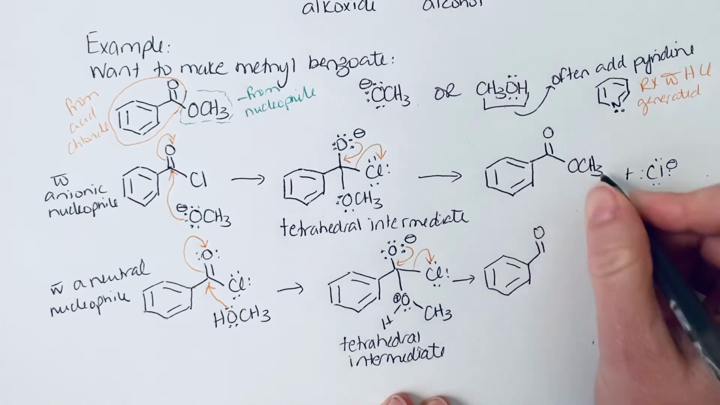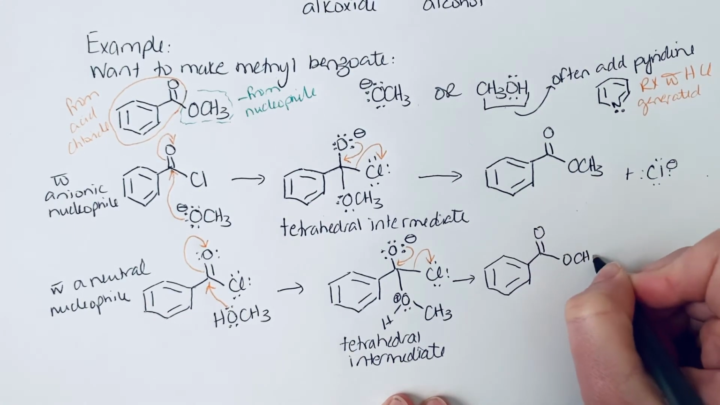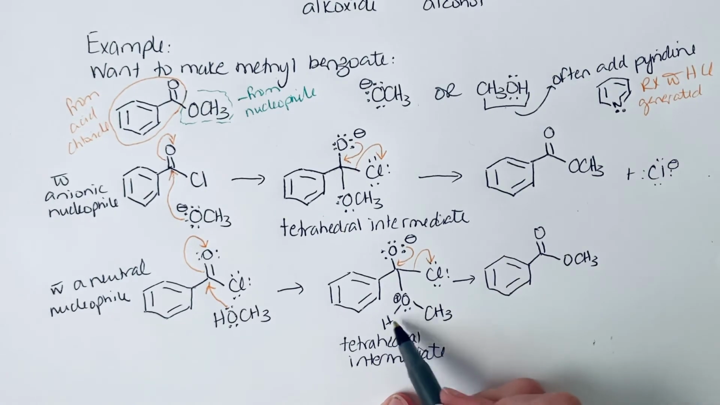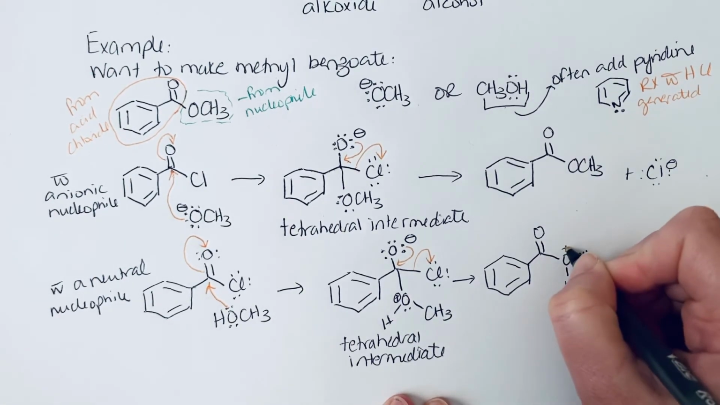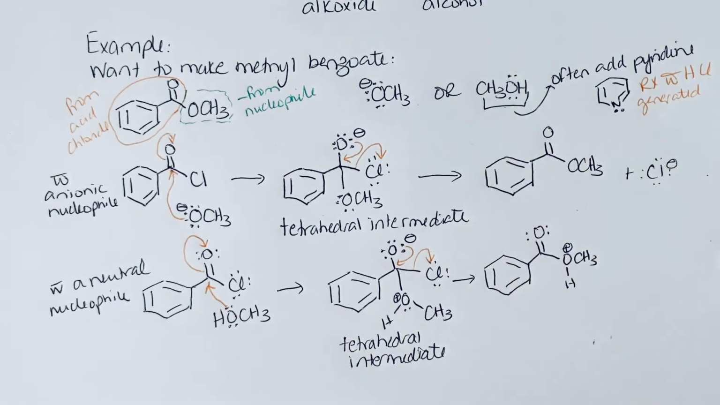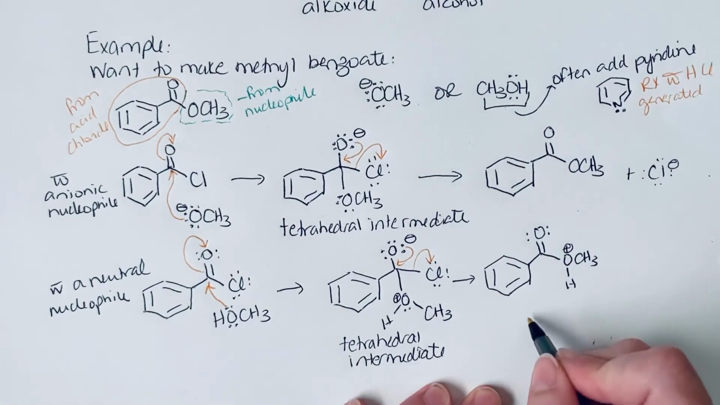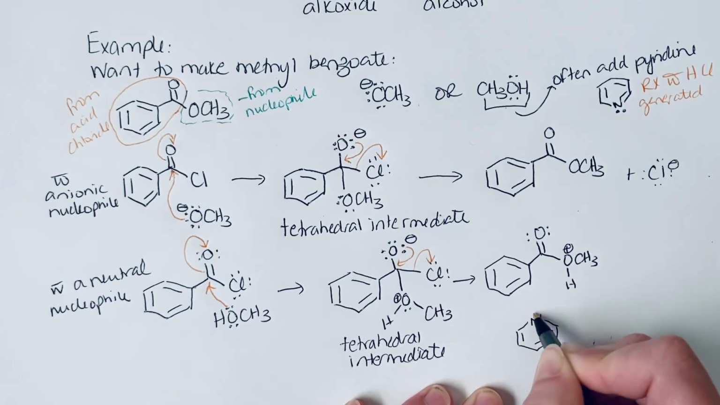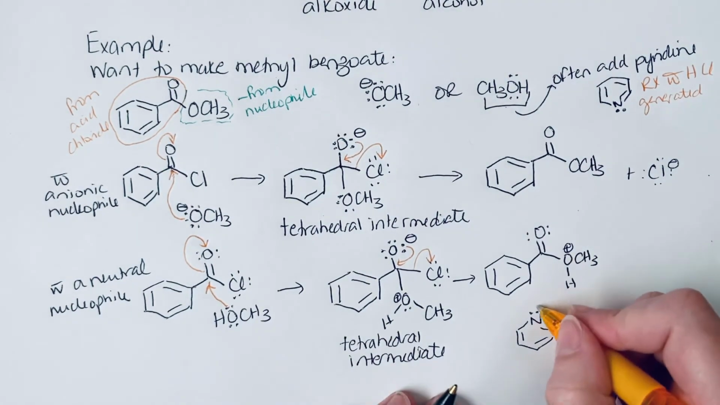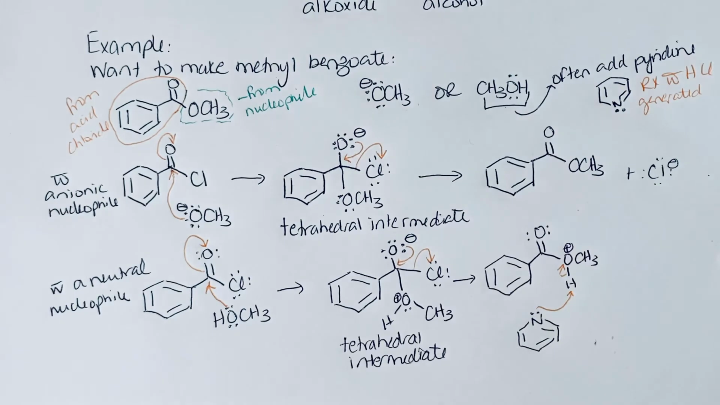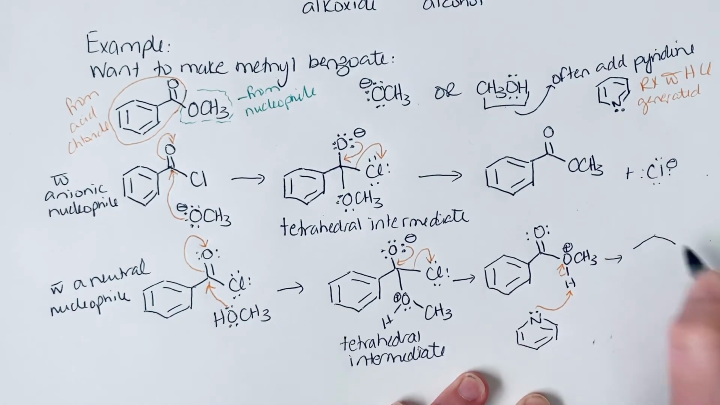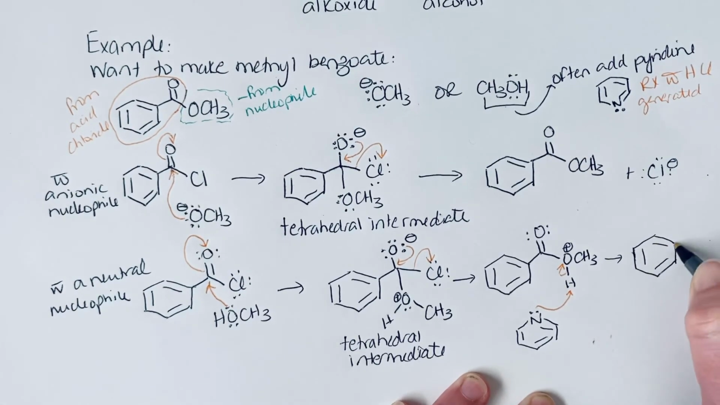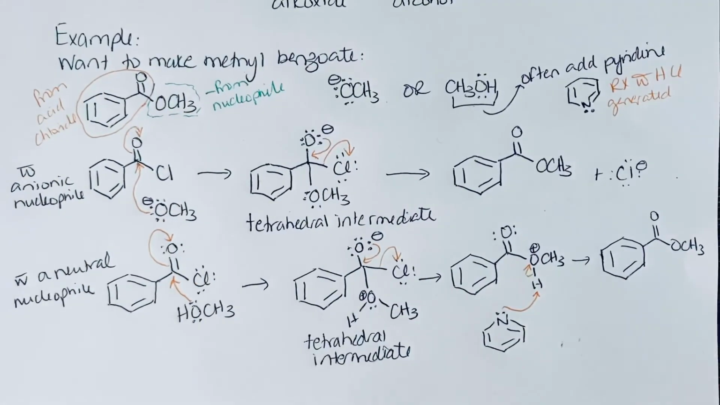So you're going to end up with a structure that almost looks like the ester that you're wanting. It's just that this hydrogen, we haven't removed it yet, so it will still be attached. And so here's where you need a base, so something like the pyridine, to remove that hydrogen. So the pyridine can remove that hydrogen, giving you the ester. So you've still formed the exact same ester as a product.